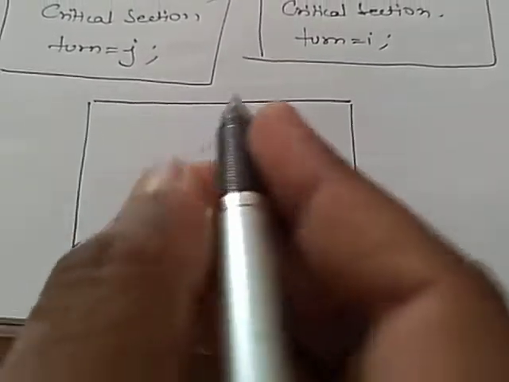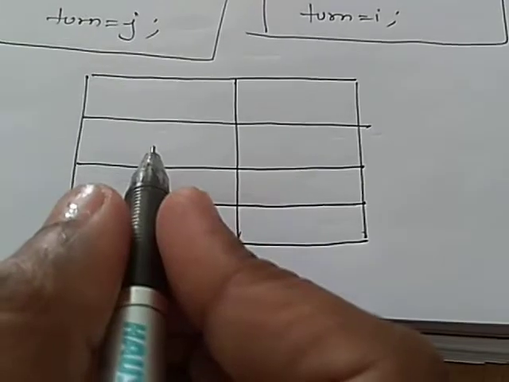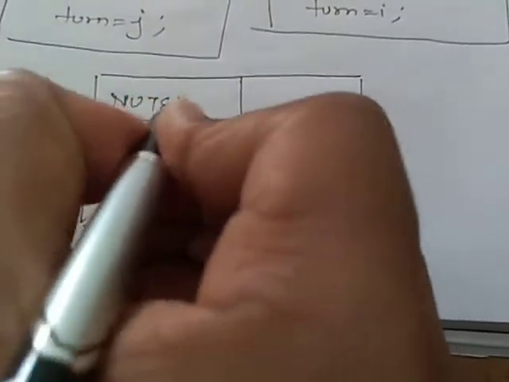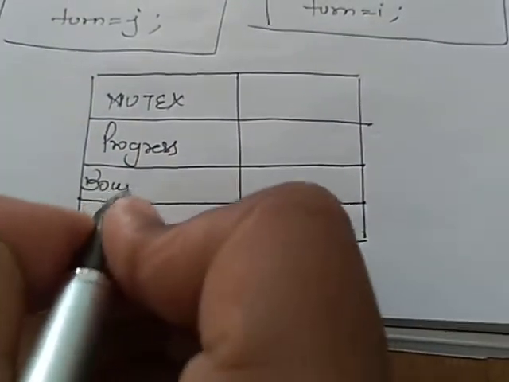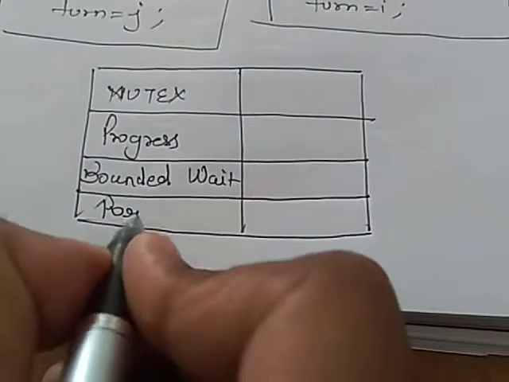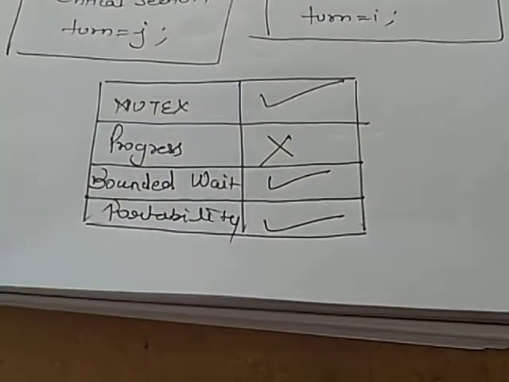Now in the turn variable approach, there are four conditions that are a must for the critical section. One is mutual exclusion, in short form mutex. Another one is progress. Another one is bounded waiting. Another one is portability. So in this turn variable approach, we get mutex, bounded waiting and portability, but we don't get the progress of the process from one state to another state.